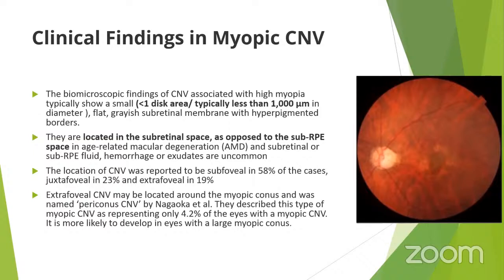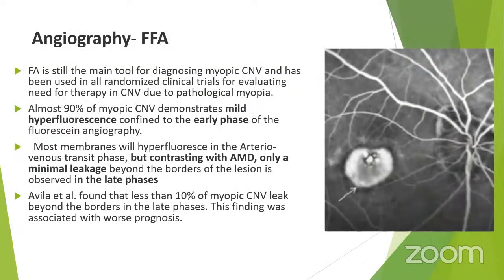The location of CNV is most commonly reported to be subfoveal, and it can also be juxtafoveal or extrafoveal. Extrafoveal CNVM is also known as periconus CNVM, which is located around the myopic conus. On angiography, FFA is still the main tool for diagnosing myopic CNVM and has been used in all randomized clinical trials for evaluating the need for therapy in CNVM. Almost 90% of myopic CNVM will demonstrate mild hyperfluorescence confined to the early phase of the fluorescein angiogram.